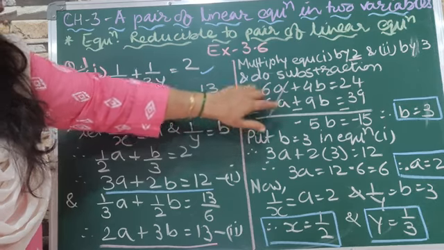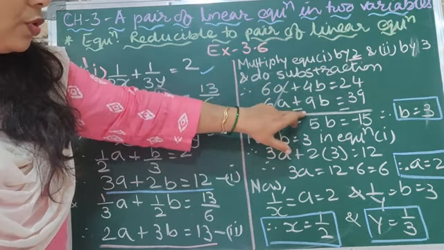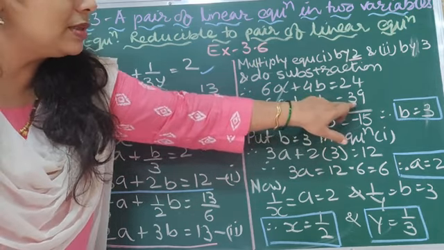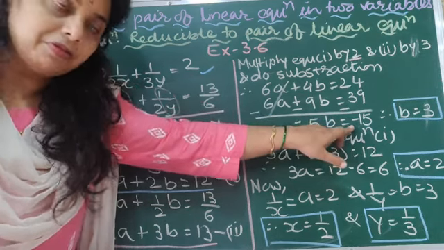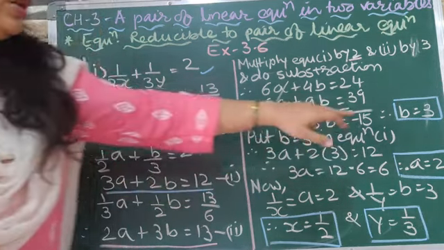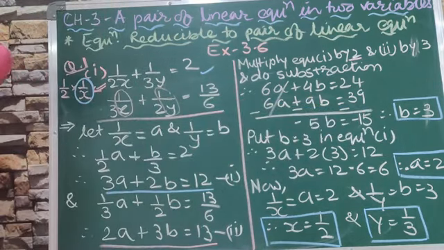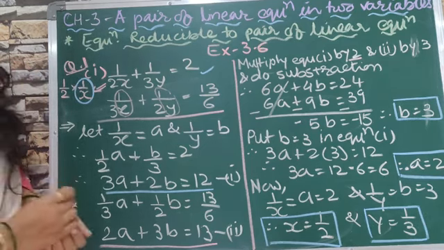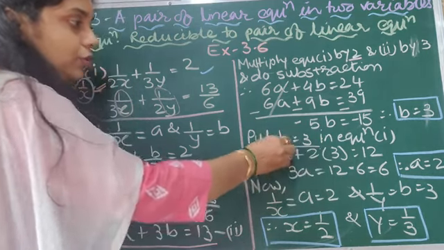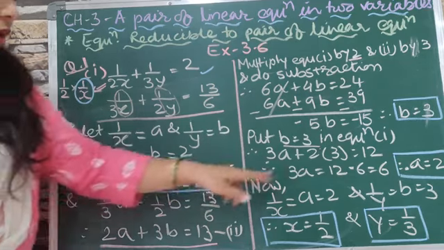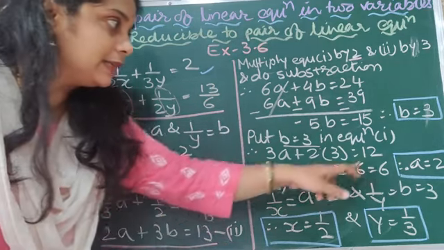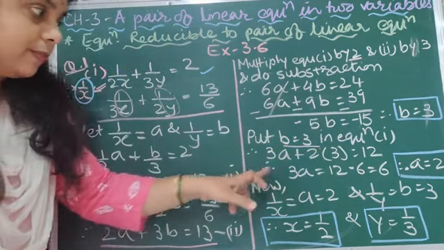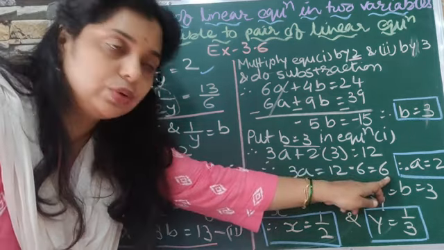So I will get like this. It is 6a minus 6a, so they will cancel out. Plus 4b minus 9b, minus 5b is equal to 24 minus 39, is equal to minus 15. And therefore b is equal to 3. That I got the value, b is equal to 3. Now our next step is to put the value b is equal to 3 in any one equation, either 1 or 2. I selected 1 here, and I put b is equal to 3 in the first equation, and therefore I got a is equal to 2.